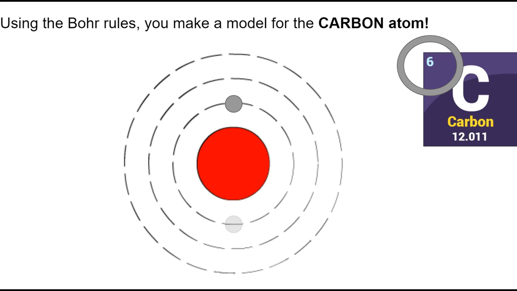1, 2 on the innermost level, and that's the most it can hold. Where do you need to put the other ones? There should be 4 left. 1, 2, 3, 4 more. 4 plus 2 equals 6. Awesome work.